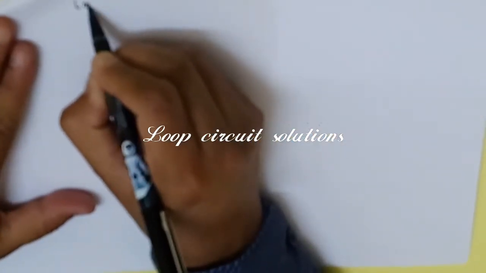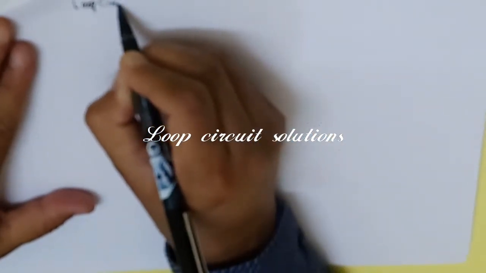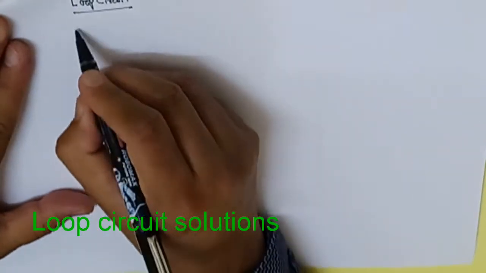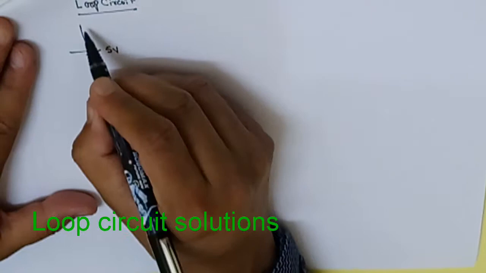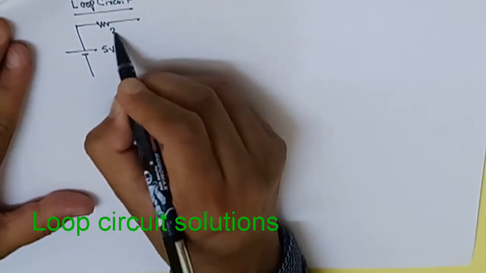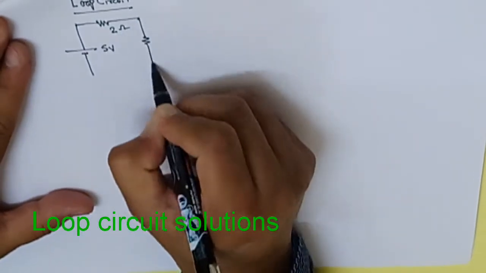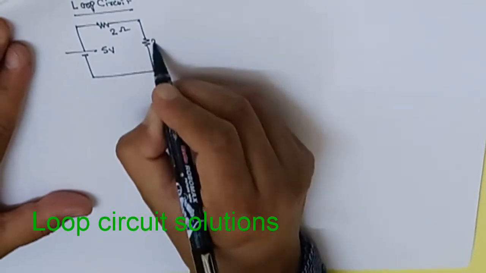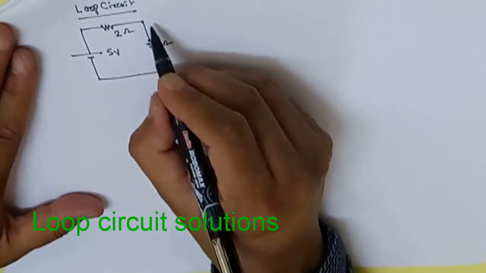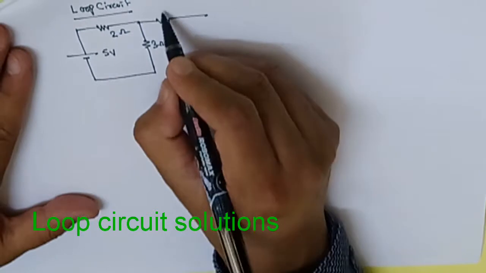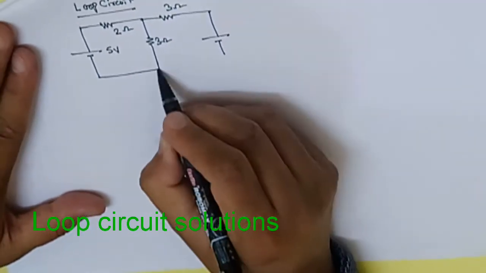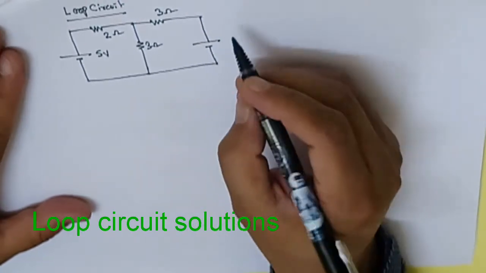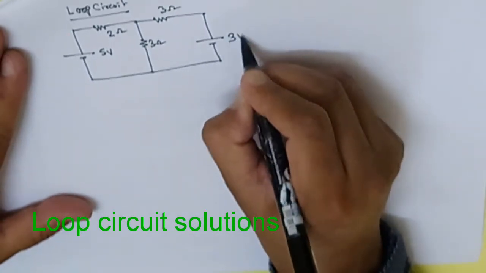I'm going to go for the loop circuit. One problem: I will put here 5 volt, here 2 ohm resistance, here 3 ohm resistance, here is also I put 3 ohm resistance, and here there is another voltage. I keep here, suppose it's a 3 volt.